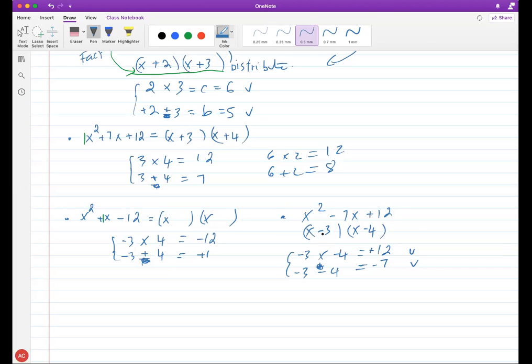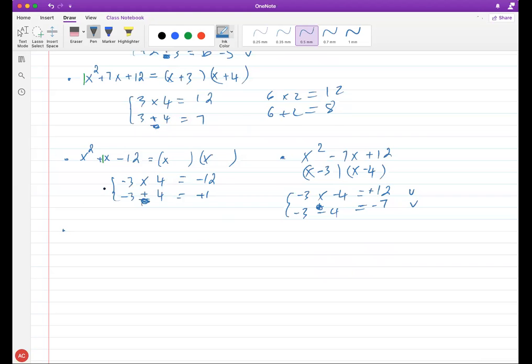And again, you can easily check. If you distribute, you will get back immediately to the exact expression that you started with.